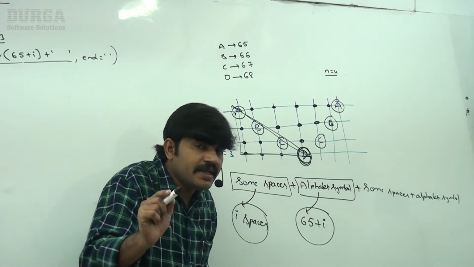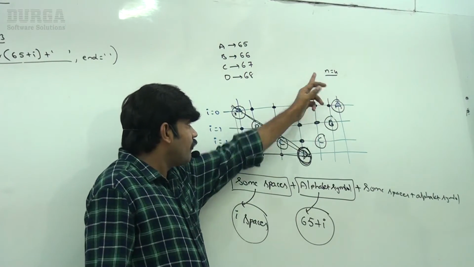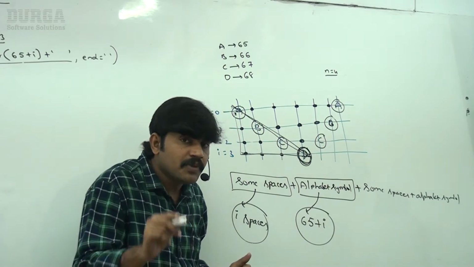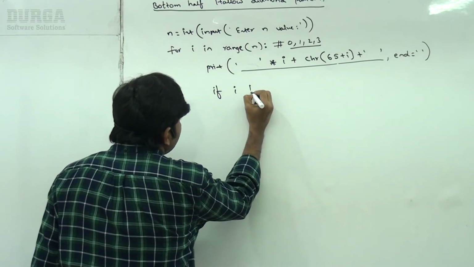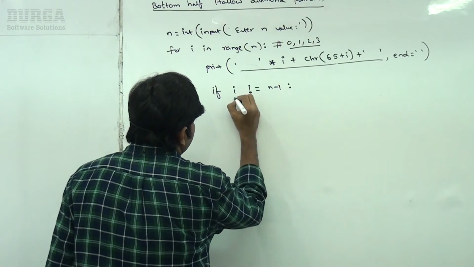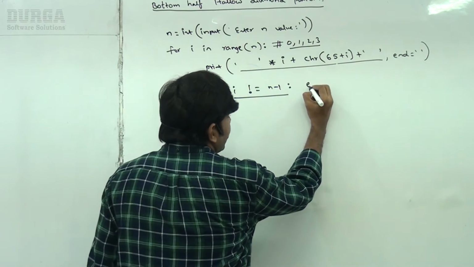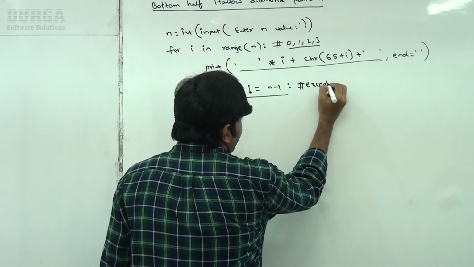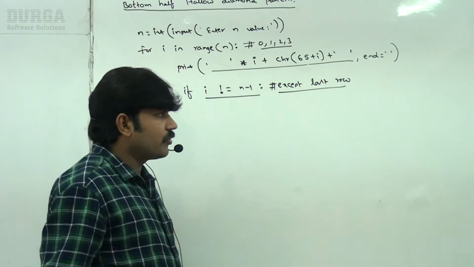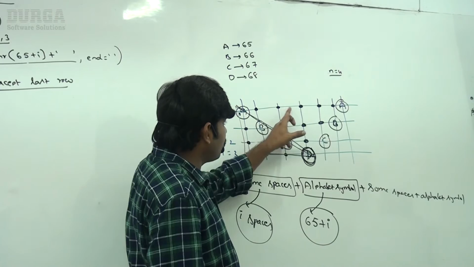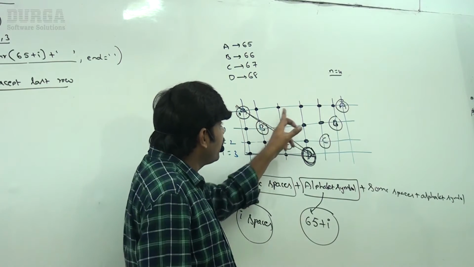How can you decide except the last row? If n is equal to 4, the last row will become what? 3. 3 means n minus 1. So if i is not equal to n minus 1, what is the meaning of this? Can you please tell? Except means except the last row. What do I have to take, sir? We have to take some spaces followed by an alphabet symbol. Now my important doubt is how many spaces?